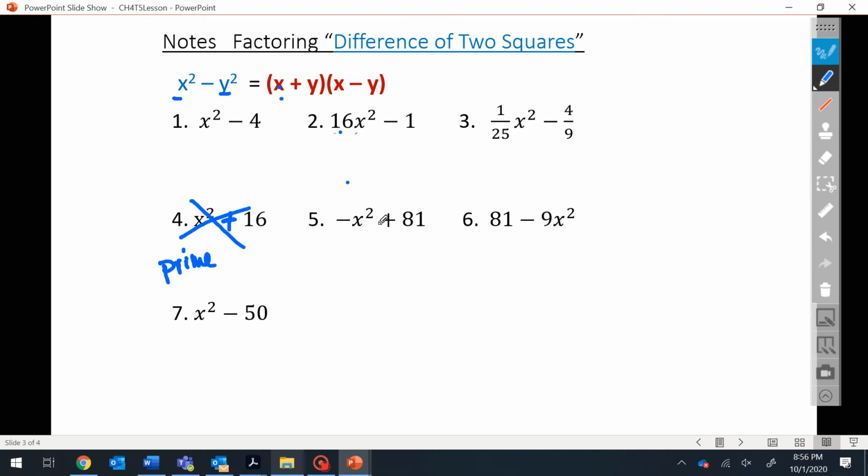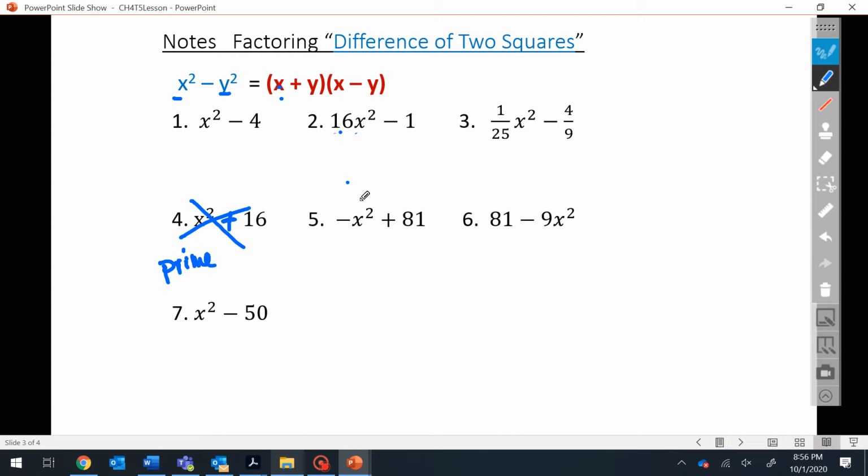Can't be factored. For number 5, you may look at this and say that maybe this one can't be factored as well because it's not a difference of squares, it's the sum of squares. However, it can actually be written as a difference of squares. If the 81 came first, you would see that it's a difference of squares. But also, it can be helpful to factor out the GCF first.